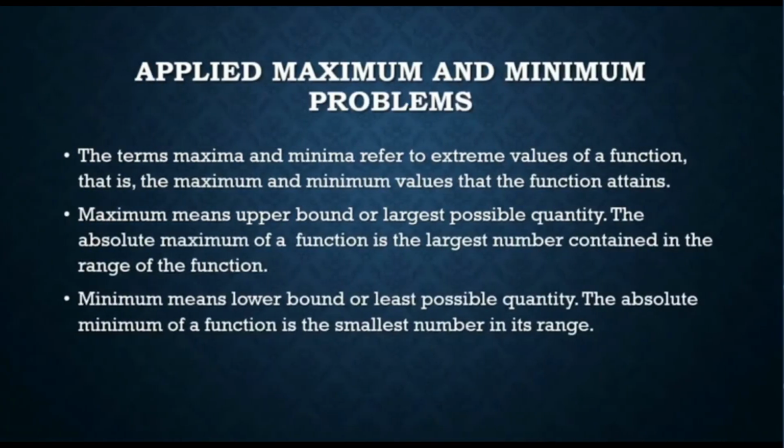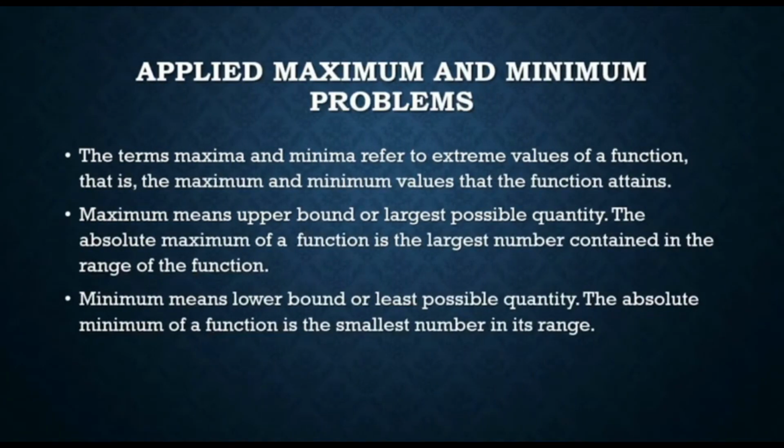Applied maximum and minimum problems. The terms maxima and minima refer to extreme values of a function. That is the maximum and minimum values that function attains. Maximum means upper bound or largest possible quantity. The absolute maximum of a function is the largest number contained in the range of the function. Minimum means lower bound and least possible quantity. The absolute minimum of a function is the smallest number in its range.